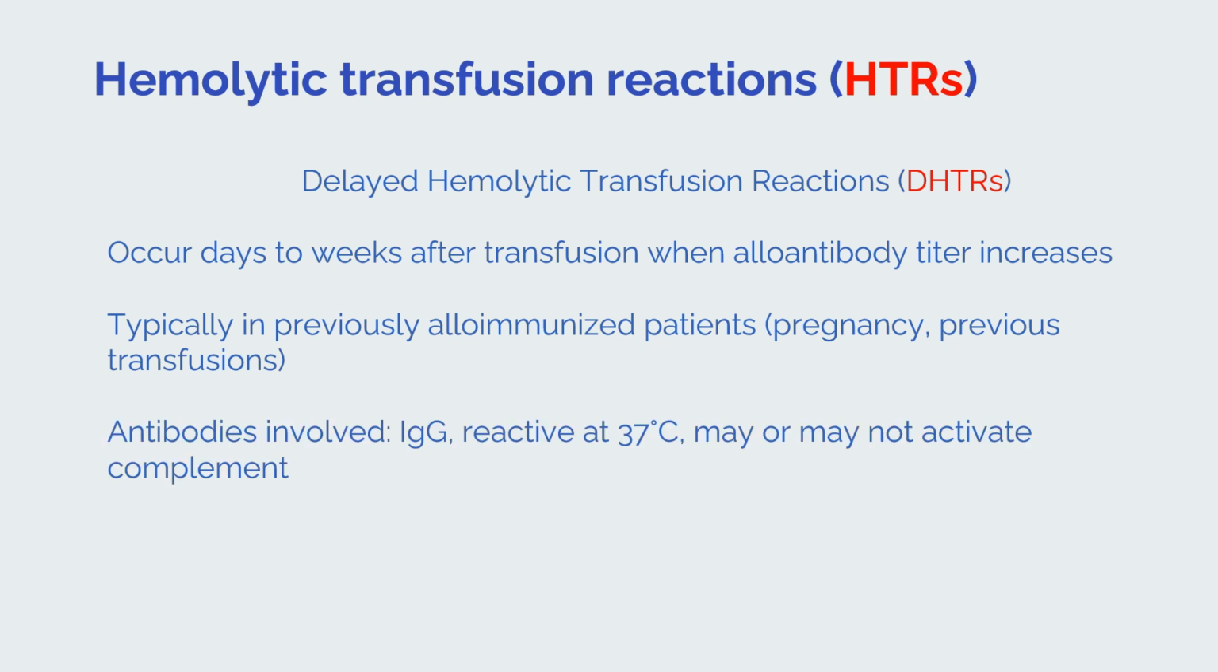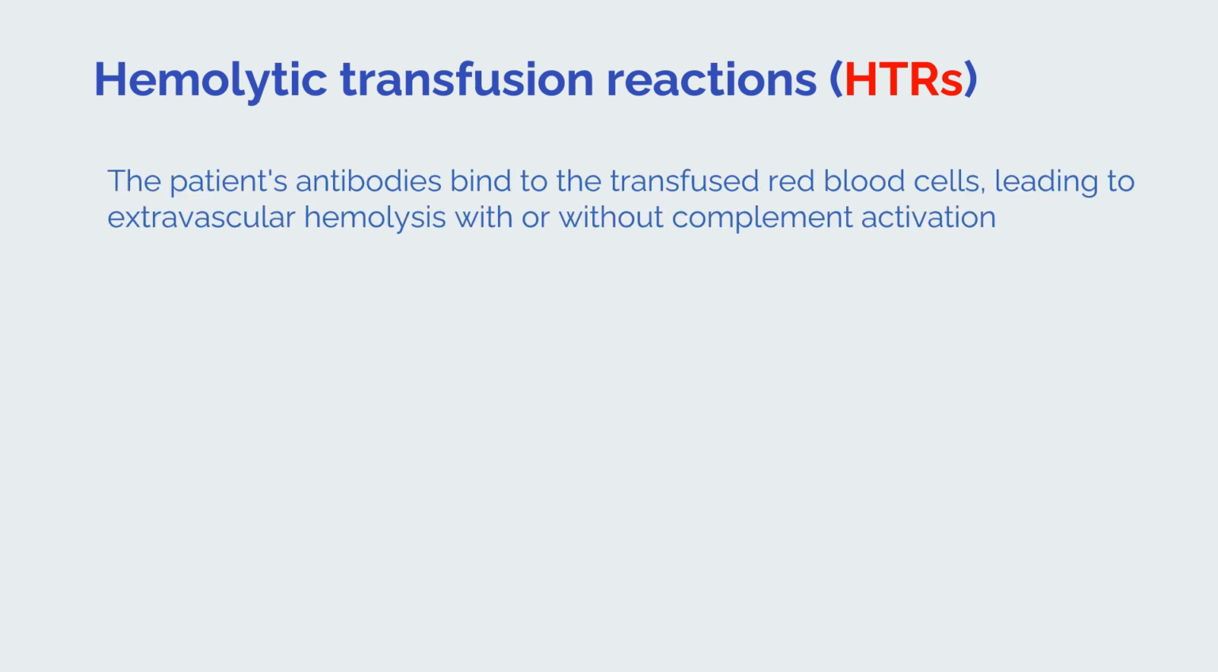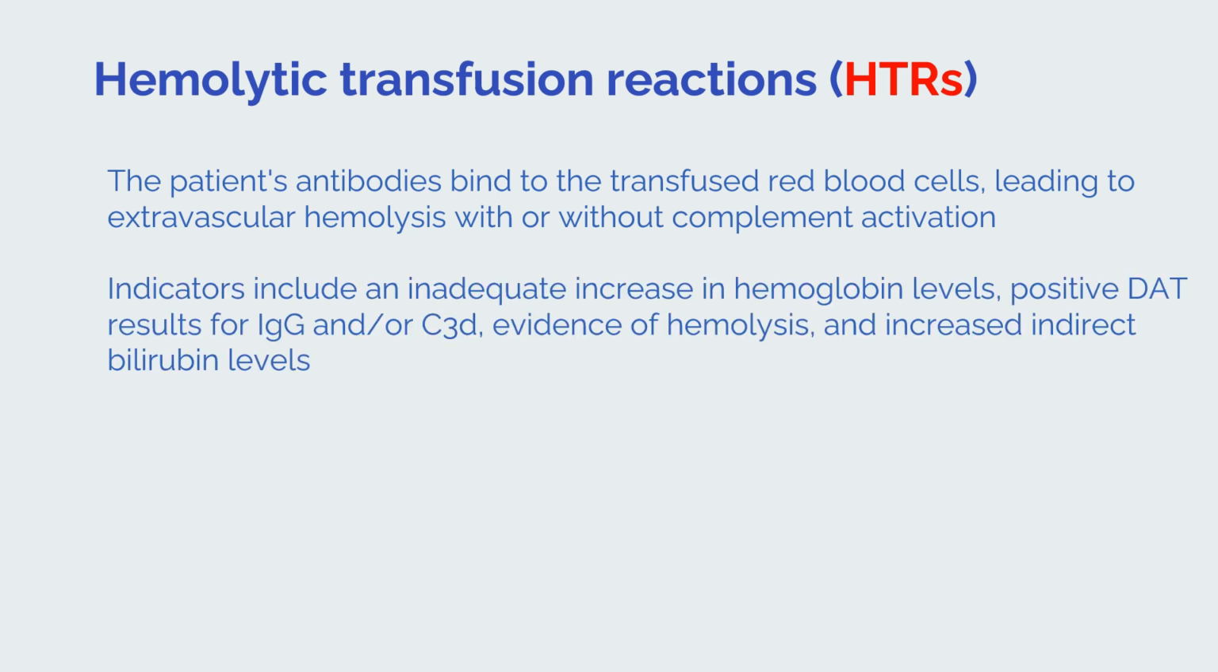The antibodies involved in DHTRs are typically IgG, reactive at 37 degrees Celsius, and may or may not activate complement partially or fully. The Duffy and Kidd blood groups are commonly implicated in DHTRs. In DHTRs, the patient's antibodies bind to the transfused red blood cells, leading to extravascular hemolysis with or without complement activation. Several key indicators can point toward DHTRs.